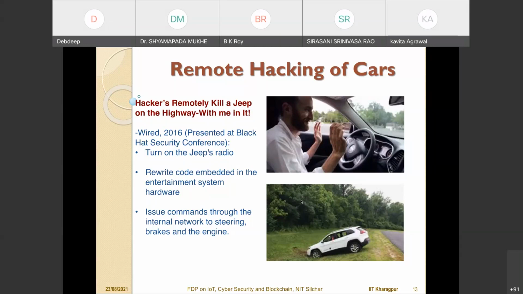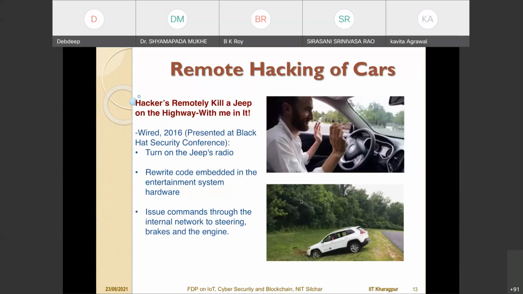Here it shows a car running on the highway. On a very top level, if the Jeep's radio turns on, the attacker essentially tries to rewrite the code which is embedded in the infotainment system. The objective of this small modification is that the attacker is able to issue commands through the internal network to the steering, brakes, and the engine, so that in the middle of the ride, suddenly the car is possessed.